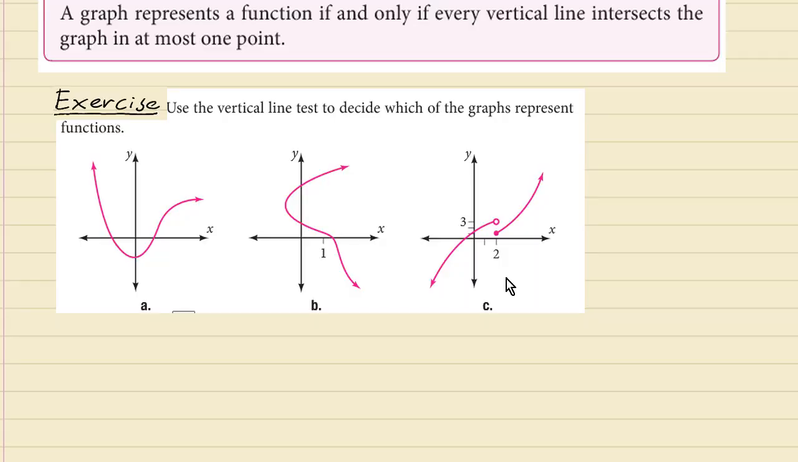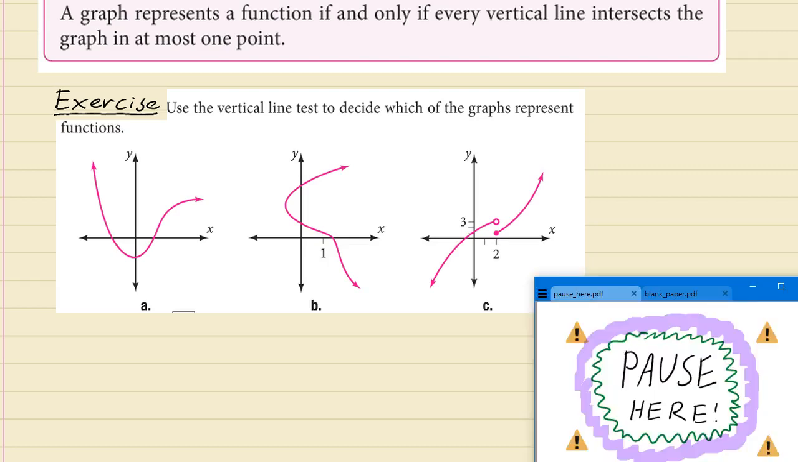Here's one for you to do. It was an example in the book, but I'm making it an exercise for you. Use the vertical line test to decide which of these graphs represent functions. Let's pause it here because I'll show you the answers in a minute, but you've got to try it yourself first.